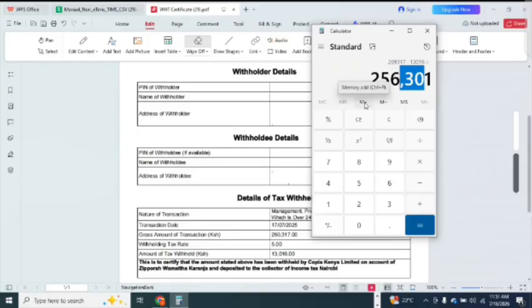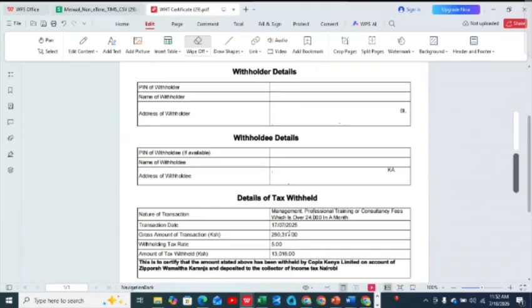But when doing your return, you are supposed to use this gross transaction, because this amount of withheld tax is a 5% tax which you paid in advance to the revenue authority. So immediately you receive that withholding certificate in July, the revenue authority withheld this 13,000 as an advance tax, which you come to claim as a credit when filing your return.